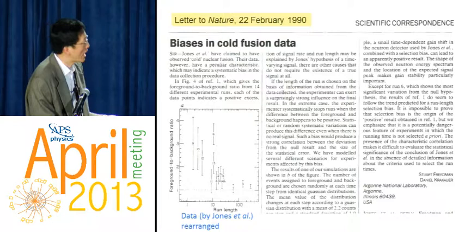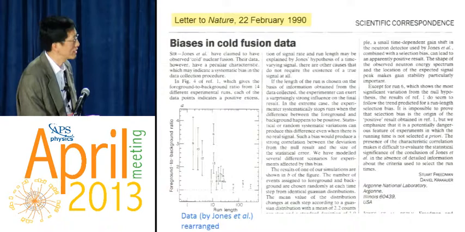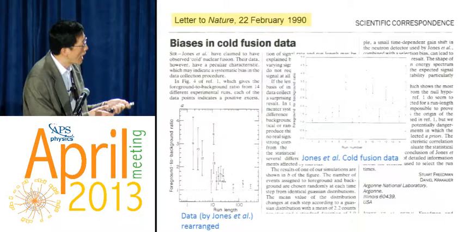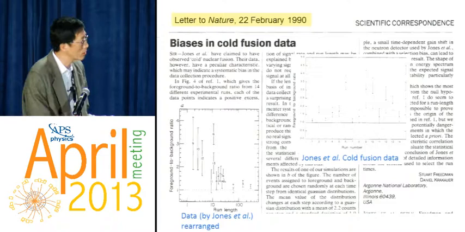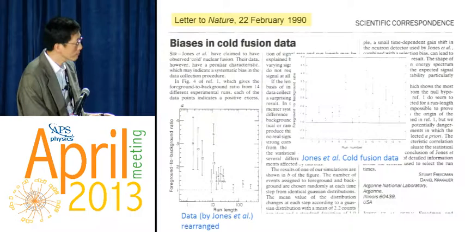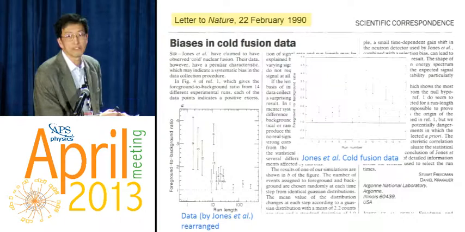What was that peculiar characteristic? So let's look at the Jones et al. original data. The vertical axis is a foreground to background ratio. Foreground means neutrons detected at the right energy of the fusion. Background means the neutron background. So if the ratio is above one, that's a positive identification for fusion. The horizontal axis is the run number. Okay, so clearly, there's a positive signal going on.